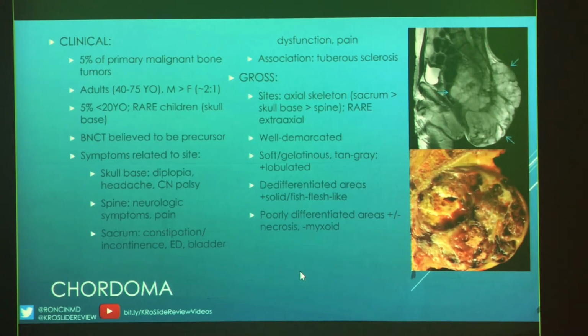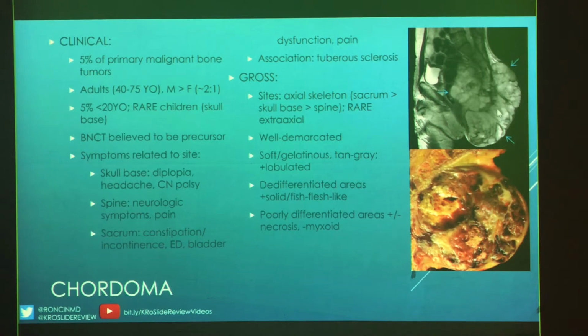These are well demarcated tan gray lesions that tend to be soft or gelatinous, and we can imagine that looking at the histology, how they have that myxoid type arrangement. They are lobulated, just like what we saw on the slide. And if you do have dedifferentiated areas, these will look more solid and be more fish flesh-like. And I know that's kind of a buzzword in sarcomas where we tend to say that quite a bit. If you have poorly differentiated areas, that's where you're going to maybe see necrosis, and you won't see myxoid type areas, so it won't look gelatinous, okay?